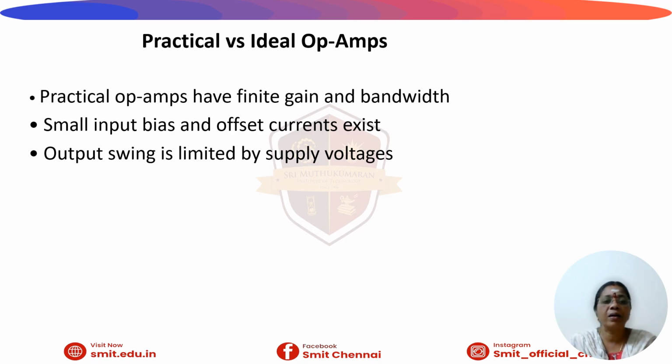Considering the CMRR, common mode rejection ratio, it is very high but finite, 70 dB to 120 dB, whereas it is infinite for the ideal op-amp. Slew rate is limited, for example 0.5 volt per microsecond for IC741, whereas it is infinite for the ideal op-amp. Output swing is limited by the supply voltages.